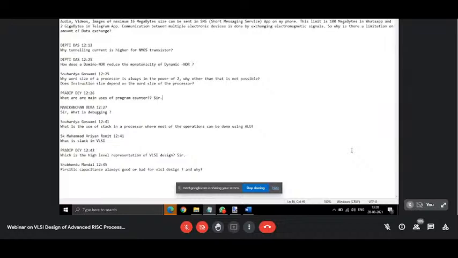Another question is from a final year student, Shuvendu Mundol. Is parasitic capacitance always good or bad for VLSI design? No, it's not a question of good or bad. When parasitic capacitance is there, we make the equivalent model of the transistors and we consider those things. Because it is there, you cannot avoid parasitic capacitance. It must be there. In some sense, you can use it in a positive way.